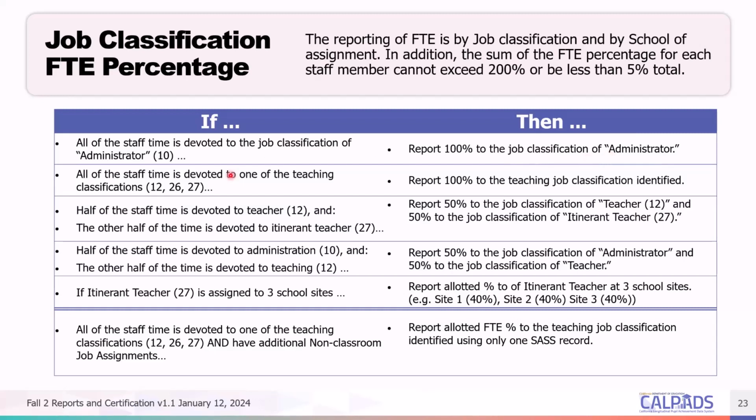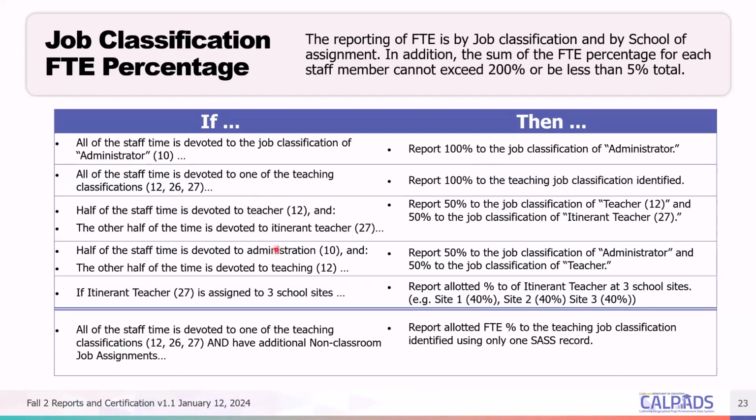Now, if you have a staff that is either a 12, a regular teacher, a 26, or a 27, and is devoted to that specific job classification and is only assigned in one school site, then of course you report a 100% teaching job classification and one staff assignment record.